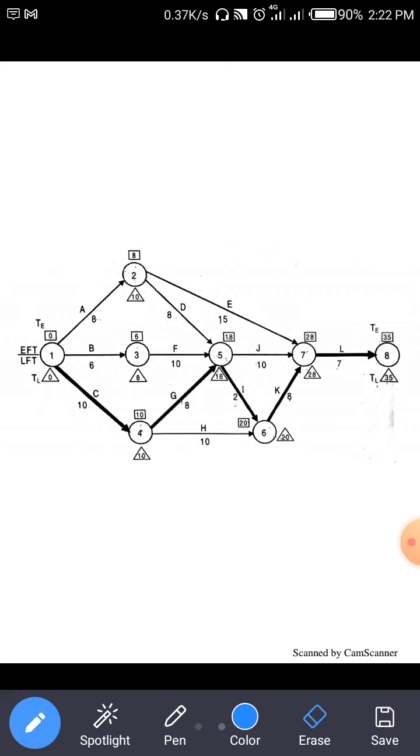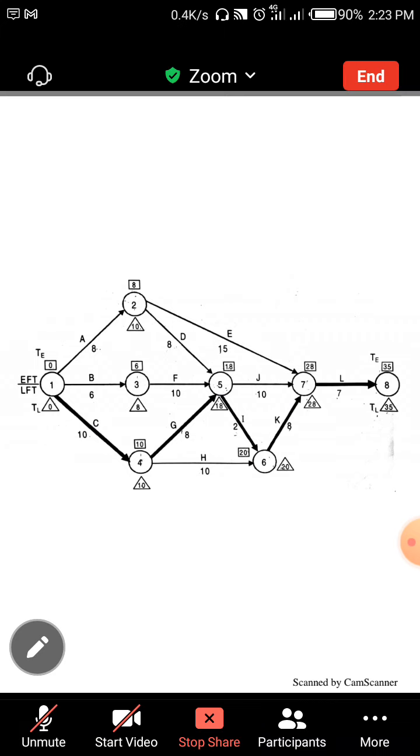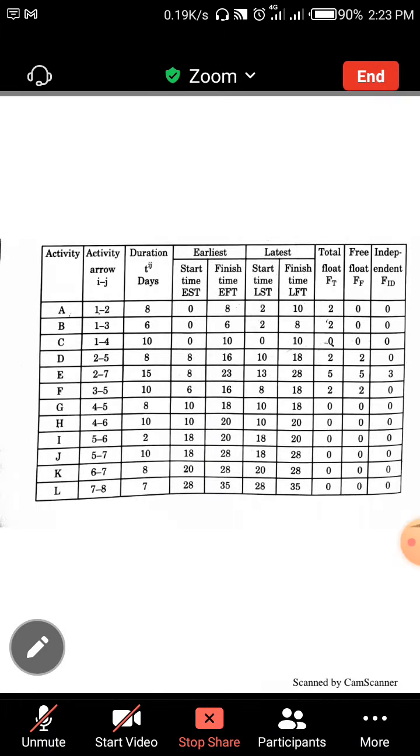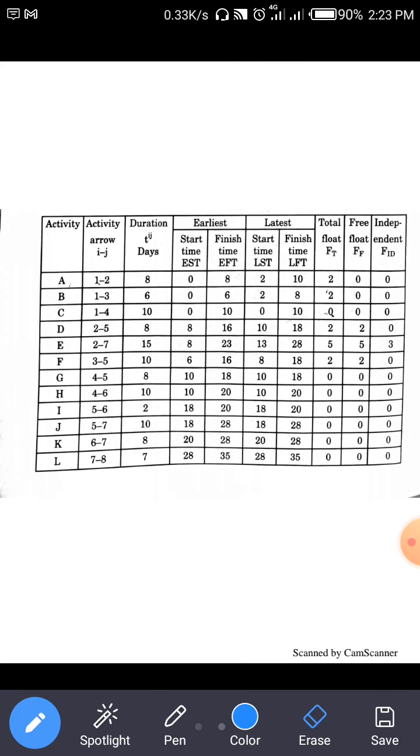Now in this example, we find out the total float, free float and independent float. So before finding out the total float and free float, first we find out the earliest starting time, latest starting time, earliest finish time and latest finish time. Then from the values of the earliest starting and finish, latest starting and finish, we get the values of the total float, TF, free float, FF, and independent float, IDF.